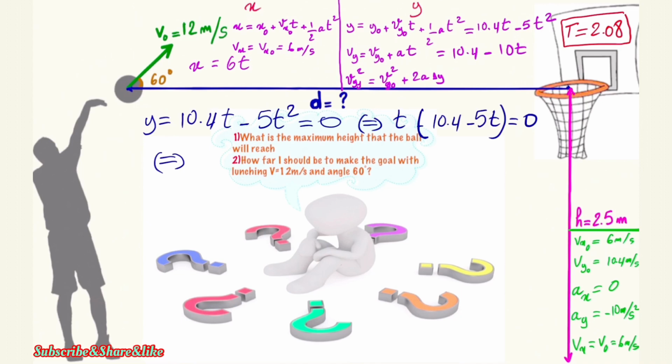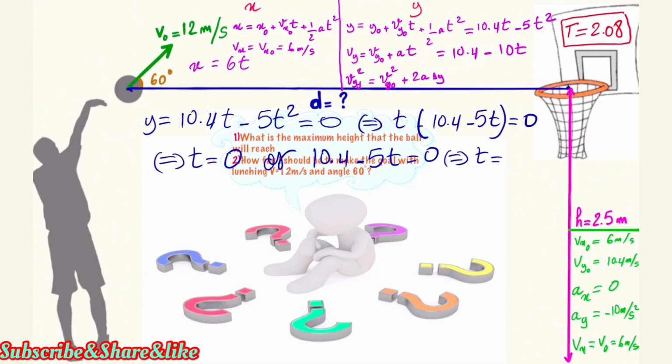Since this is equal to zero, what does it mean? It means t equal to zero, or this here is equal to zero. So we're going to have t equal to zero, or 10.4 minus 5t equal to zero. Therefore, we move this to the other side and change the sign, so the negatives go away. We end with t equals 10.4 over 5. You see how much? I'm scared. 10.4 divided by 5 is just 2.08 seconds.